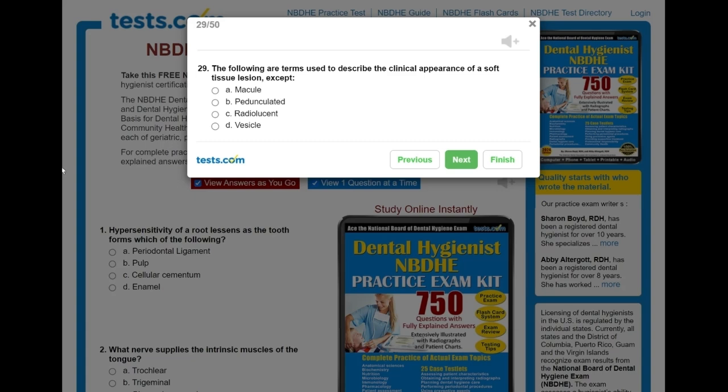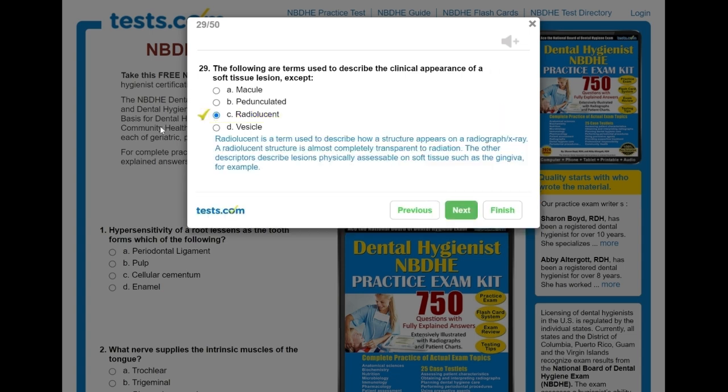Question 29. The following are terms used to describe the clinical appearance of a soft tissue lesion except A. Macule. B. Pedunculated. C. Radiolucent. D. Vesicle. C. Radiolucent. Radiolucent is a term used to describe how a structure appears on a radiograph, or X-ray. A radiolucent structure is almost completely transparent to radiation. The other descriptors describe lesions physically accessible on soft tissue, such as the gingiva, for example.